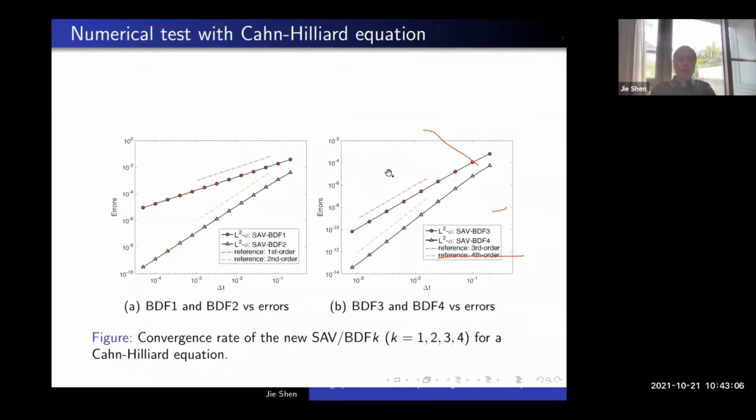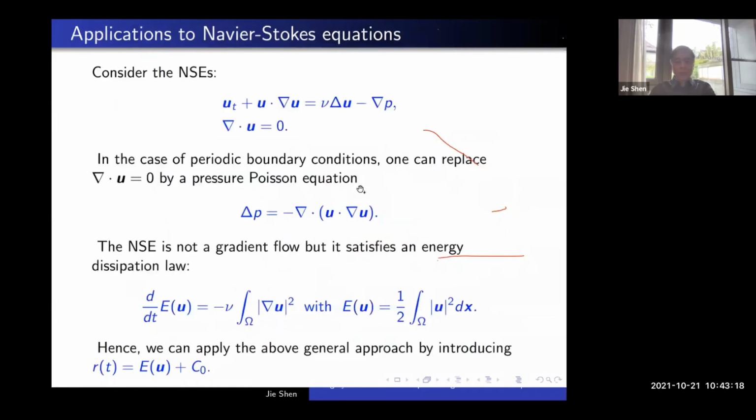Okay, so here are some numerical tests for Crank-Nicolson equations. You see first order, second order, third order, fourth order. So there's no problem for the accuracy.